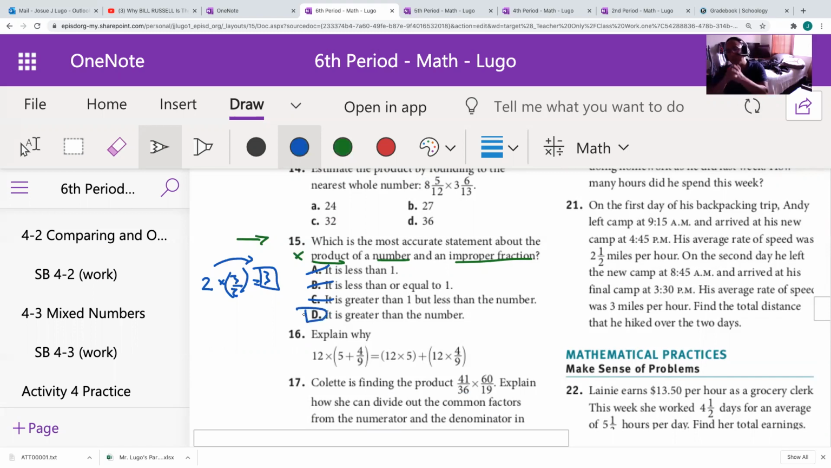So again, if I multiply by something less than 1, my number is going to get smaller. If I multiply by something greater than 1, like an improper fraction, as I have just done, it's going to grow. It's going to get bigger than what it was. All right, ladies and gentlemen, that is pretty much it.